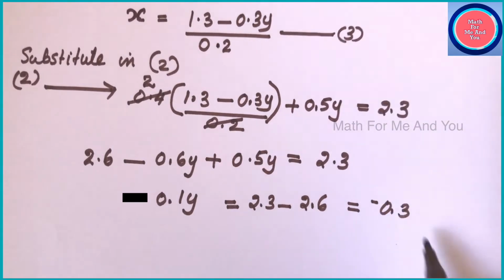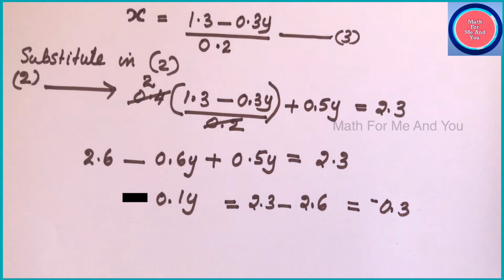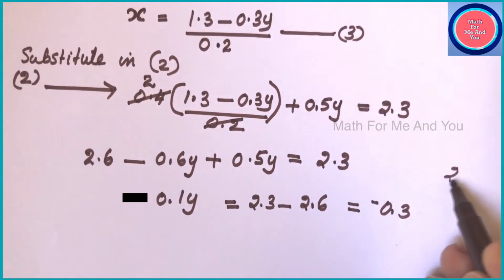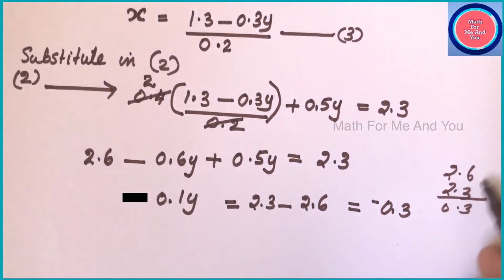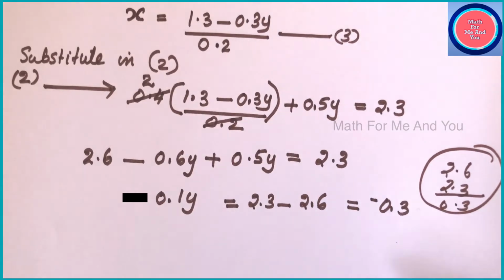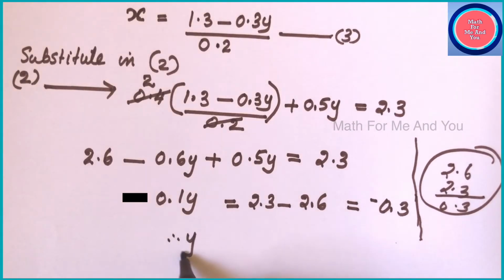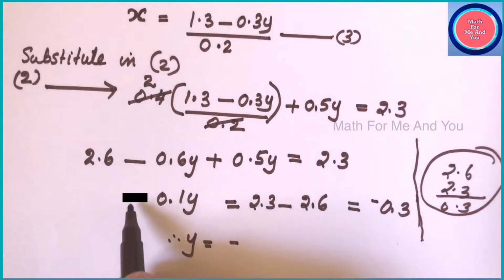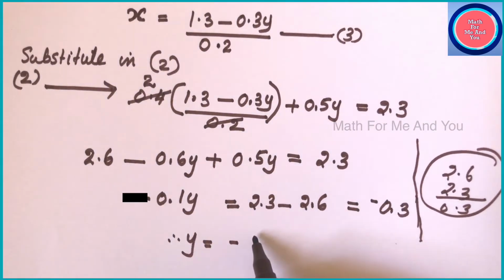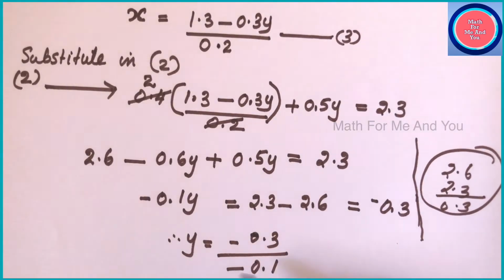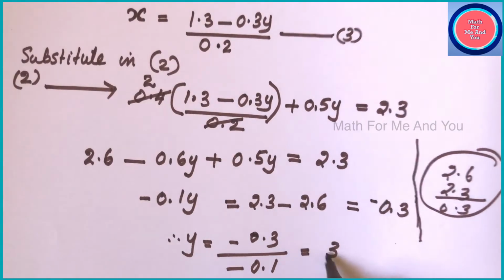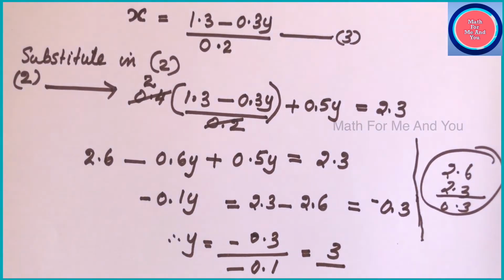If you want, you can write and find the answer. The bigger number we write first, it is 2.6, and get the difference. How? 2.6 minus 2.3. When we subtract, 6 minus 3 is 3 and point, then 0.3. The bigger number is negative, so we get the result minus 0.3. Minus 0.1y equals minus 0.3. What is the value of y? y is equal to minus 0.3 over minus 0.1. When we divide negative by negative, it is positive, 0.3 over 0.1 is 3. We get the value of y.